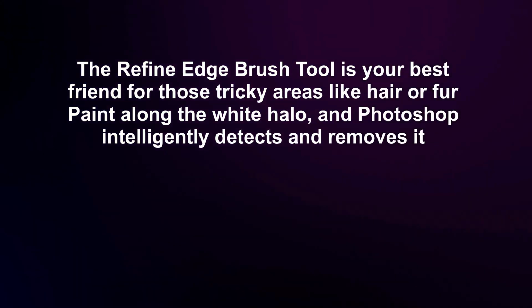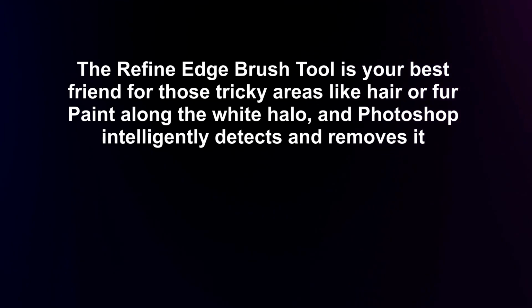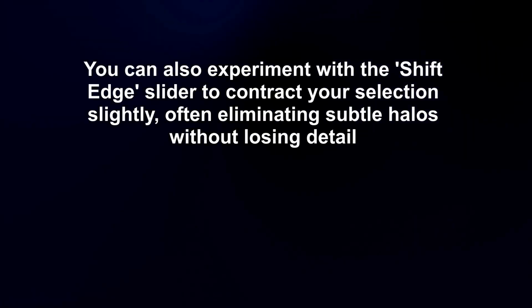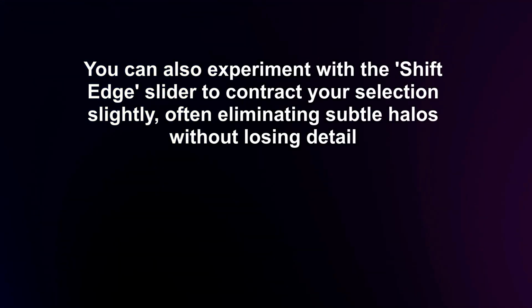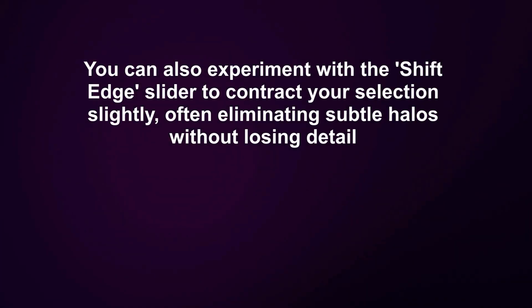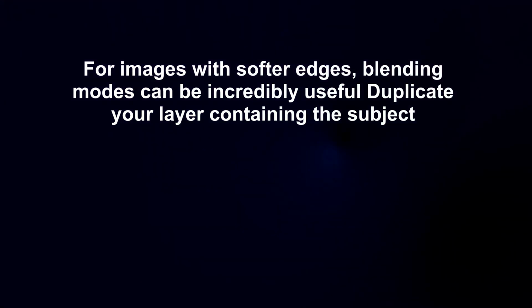The Refine Edge Brush tool is your best friend for those tricky areas like hair, or for painting along the white halo, and Photoshop intelligently detects and removes it. You can also experiment with the Shift Edge slider to contract your selection slightly, often eliminating subtle halos without losing detail. For images with softer edges, blending modes can be incredibly useful.